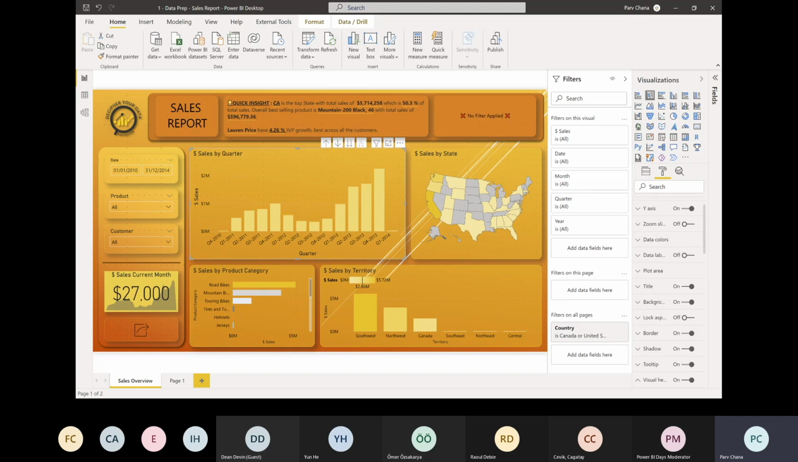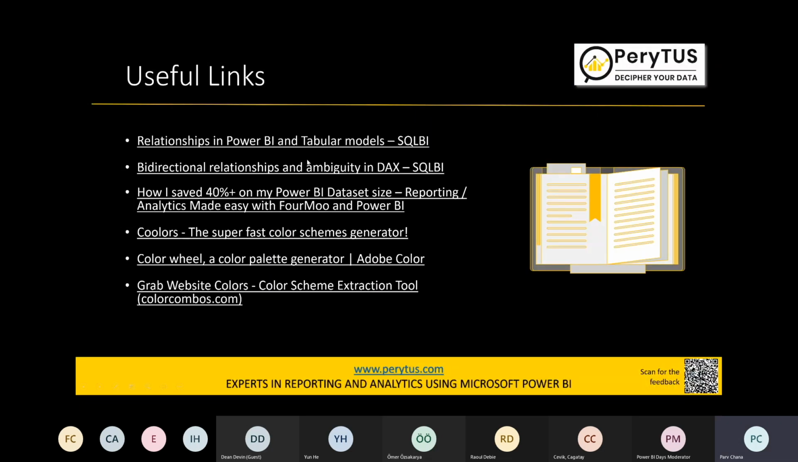All right, I guess there are certain useful things. I will share this with Gavin and Catherine, and they can share it with you guys. I will share the relationship and all that stuff, and a couple of things on the color scheme which I wanted to talk about.